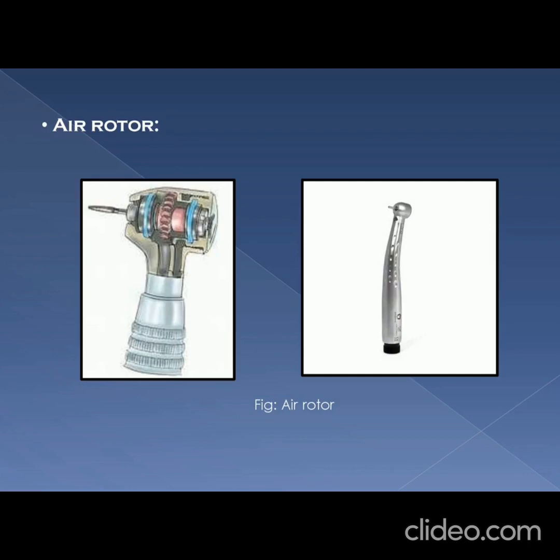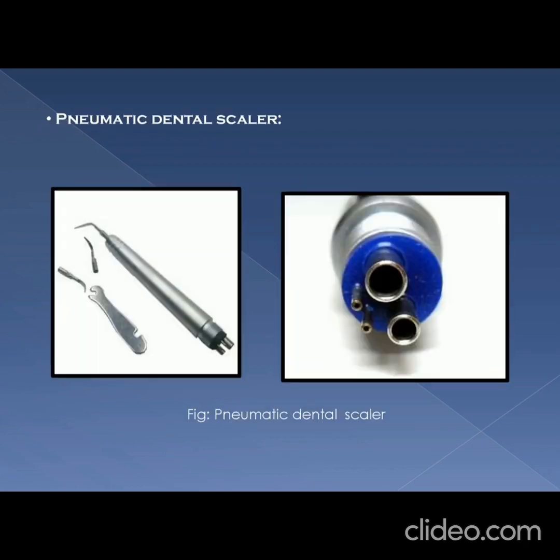The complete rotor is fixed with O-rings in the head of the high speed handpiece. The O-rings allow the system to become perfectly centric during the ideal speed, but allow a small movement of the rotor within the head. Third, pneumatic dental scaler.